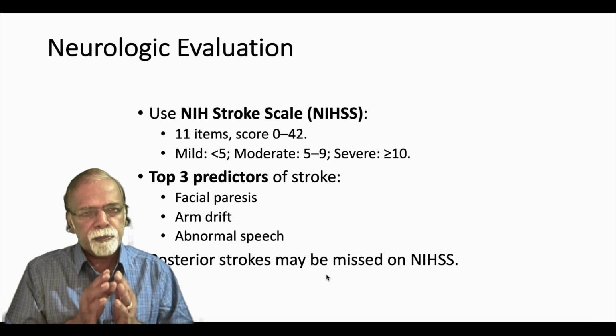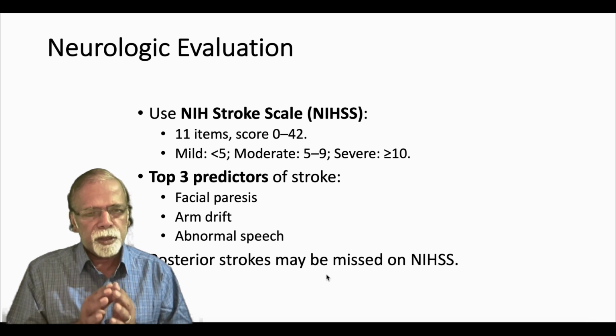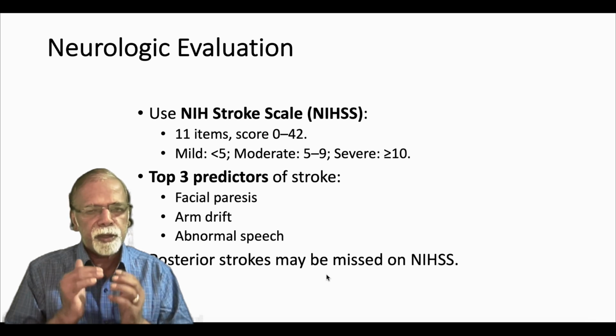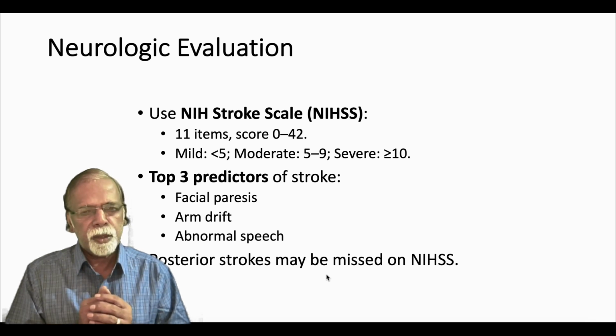And a rapid neurological examination. Use the standardized NIH stroke scale. There are 11 items. Stroke is considered mild if the score is less than 5, moderate 5 to 9, and severe if it is more than 10.